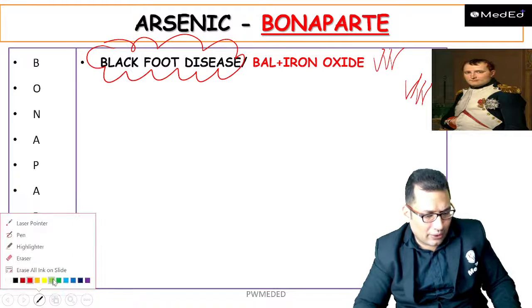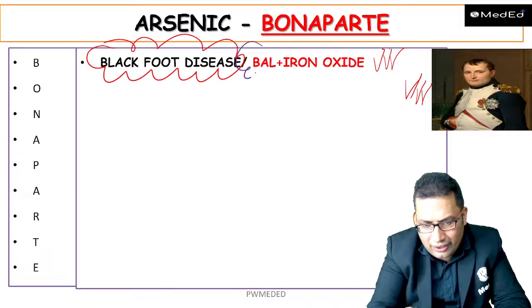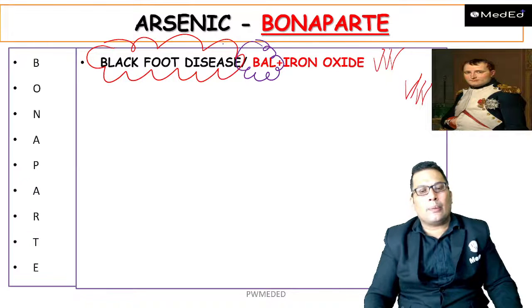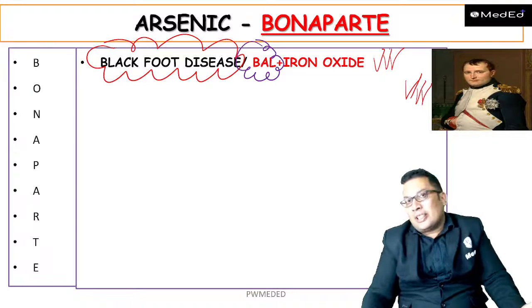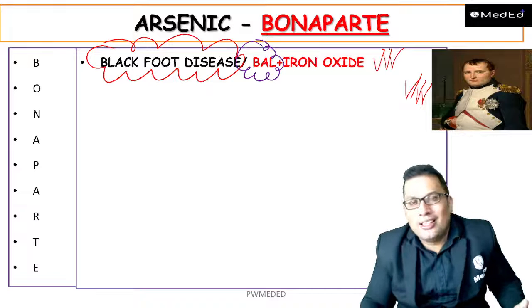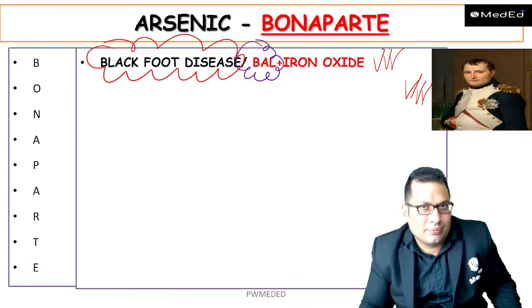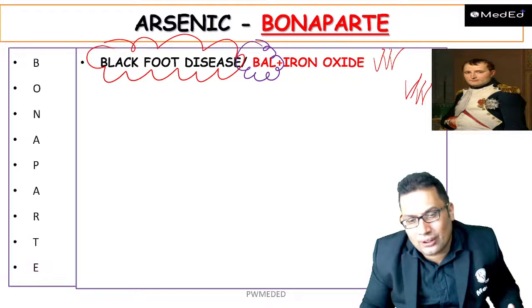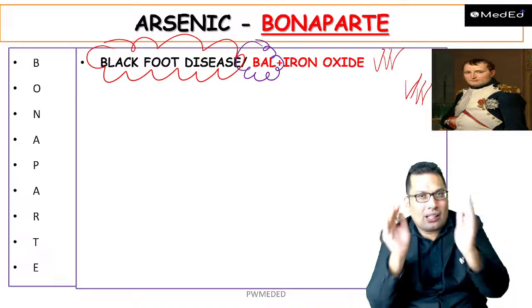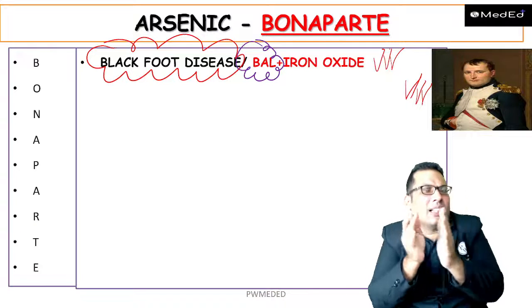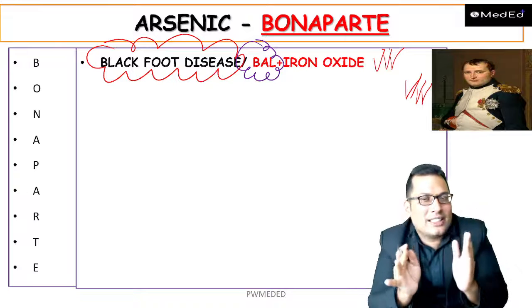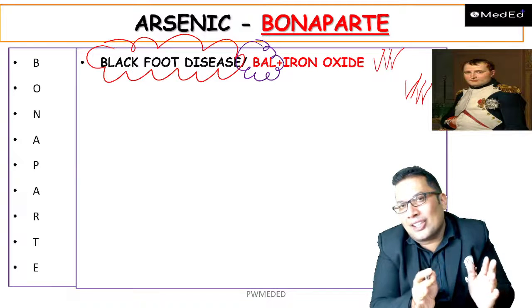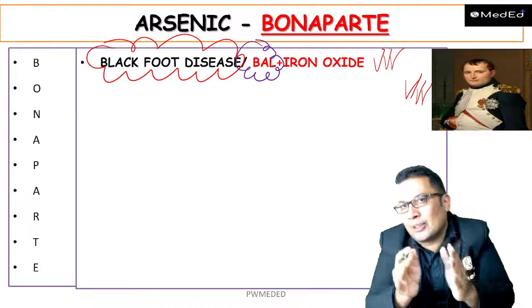One more MCQ here. What is the drug of choice in case of arsenic poison? Your answer should be BAL, British anti-lewisite. It is an agent used for nerve agents, and they found that it is also useful in arsenic poison. BAL is the correct answer. Black foot disease is characterized by black discoloration due to gangrene because of arsenic poison, because of the vasculitis.